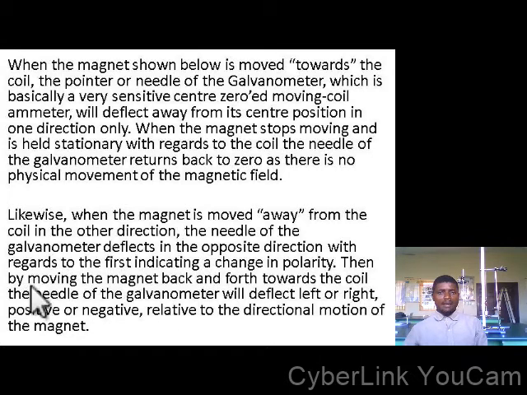Then, by moving the magnet back and forth toward the coil, the needle of the galvanometer will deflect left or right, positive or negative, relative to the directional motion of the bar magnet.